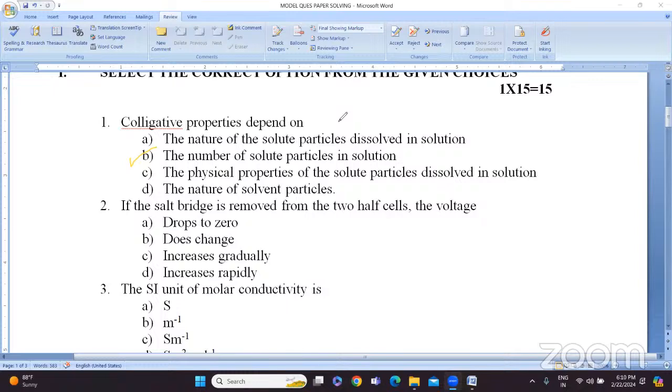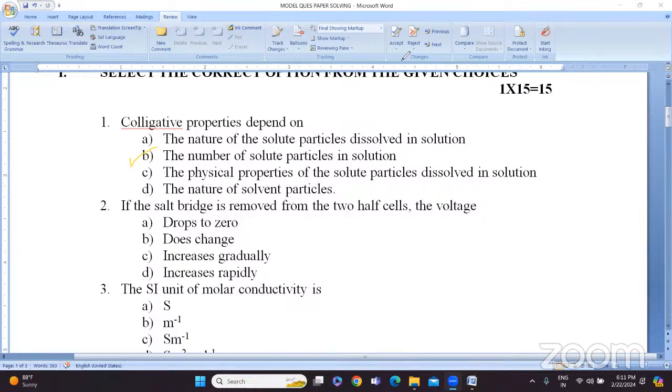It will maintain the electrical neutrality, right? So what is the help of this salt bridge? It helps in the electrical neutrality. Okay. So it maintains the electrical neutrality. Fine. So in the solutions, what will happen? It will prevent the voltage drop.